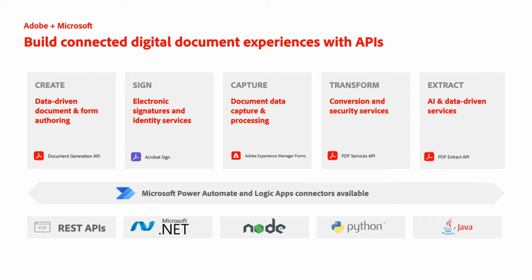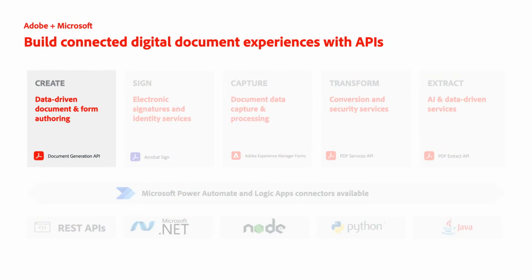So to help with some of these new experiences, Adobe has built a set of APIs and services to allow you to build connected digital document experiences. Every single one of these services is available to use in your Power Apps and flows using Power Automate and Logic Apps. And if you're building your own apps, there are also REST APIs as well as SDKs for .NET, Node, Python, and Java. So let's walk through some of these services.